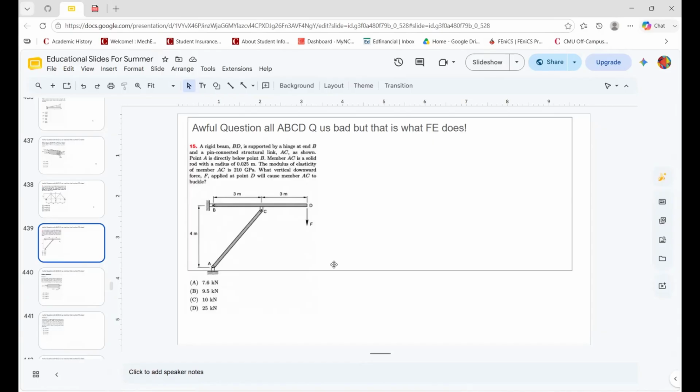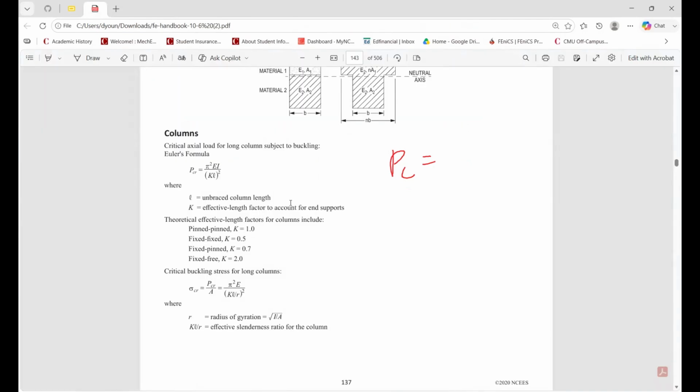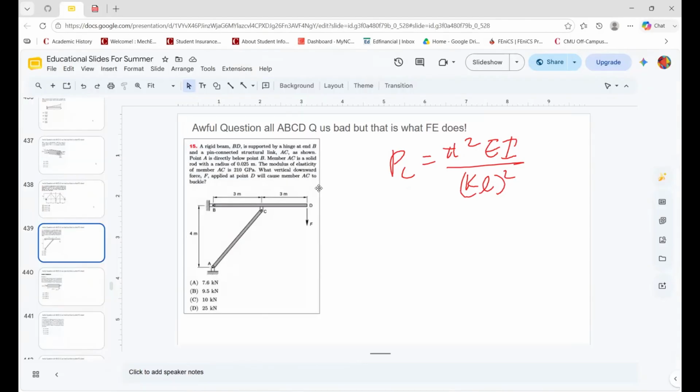Okay, yeah, that's clear. So this is another buckling question, and this time it is about AC. So we're gonna bring out this equation again. PC equals, what was it? Pi squared EI divided by (KL) squared. Honestly, I never used this before in my life, so that's new for me. I knew buckling, but I didn't know that equation existed for a long time.